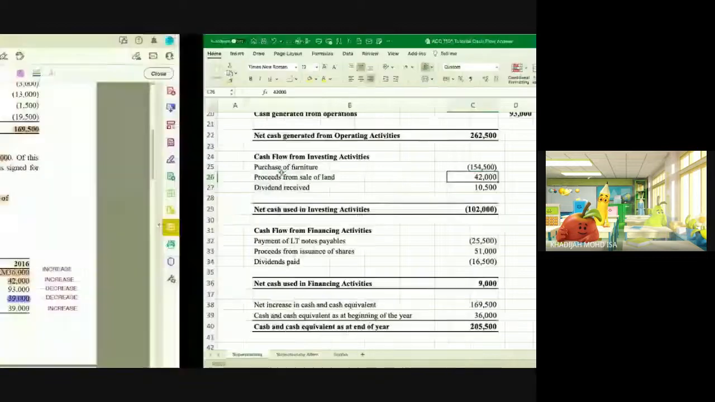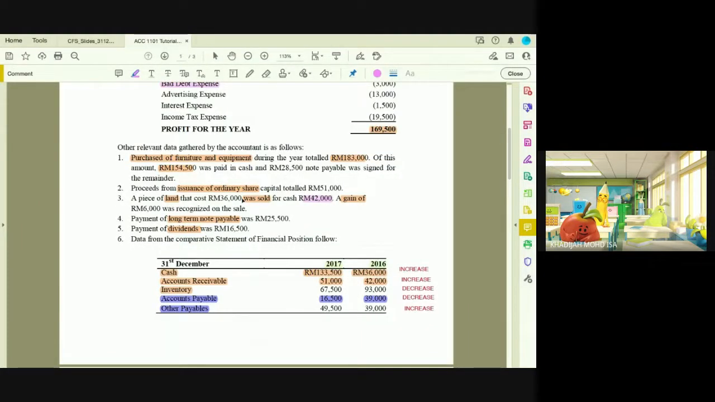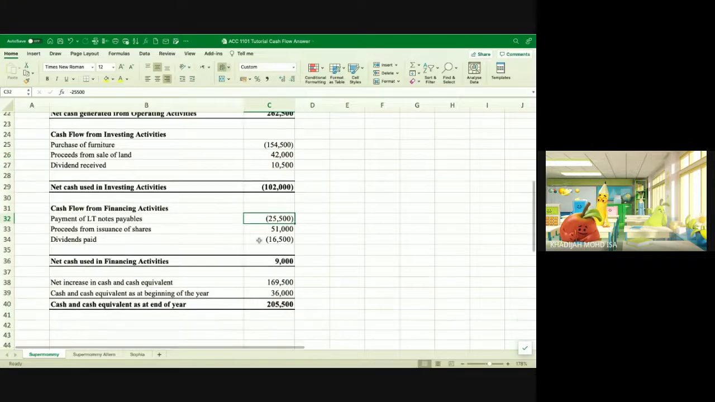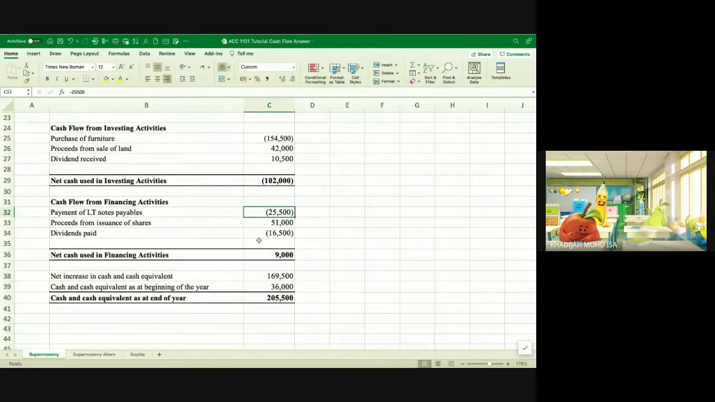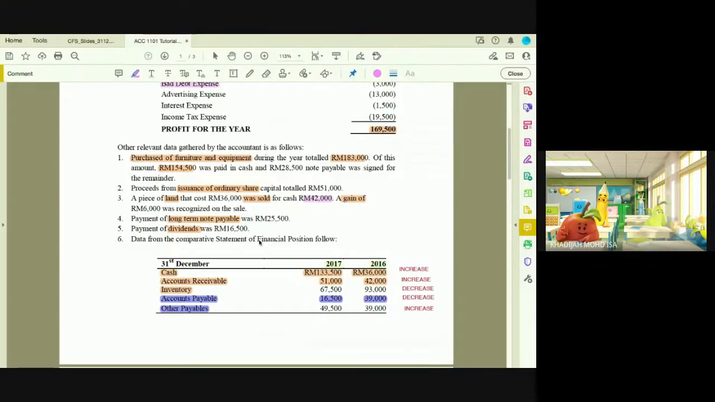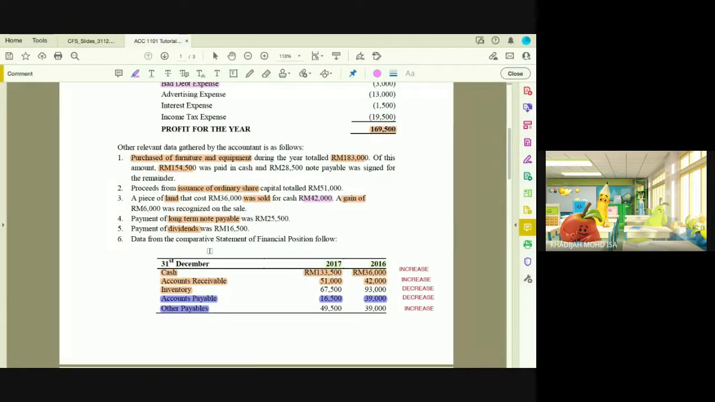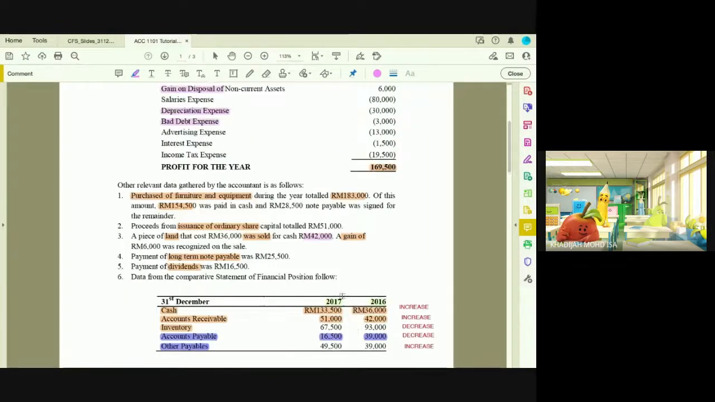Right? And then you have payment of long-term payable 25.5. Remember that long-term payable is part of your financing. When you make payment, it is an outflow, so that's why it's negative. What else? Payment of dividend. Dividend is also part of your financing. Your 16.5 is an outflow, so that's why it would be negative there. What else? You have done all this. So what will be now?